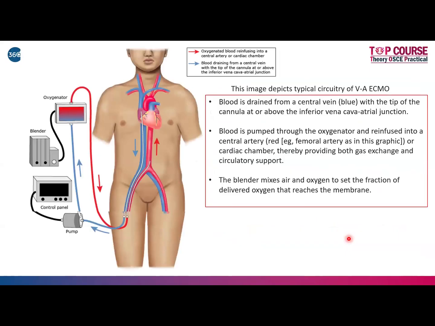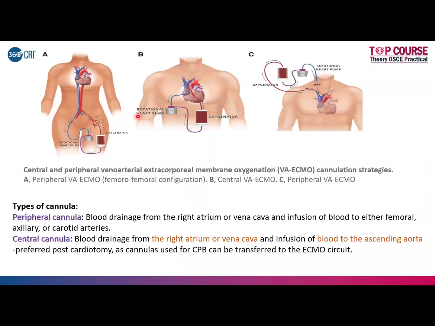which we'll be studying. So this is the image that depicts the circuitry of the VA ECMO, where the blood is drained from the venous side, and then it passes through an oxygenator and a blender, and then the oxygenated blood is carried and pumped back into a major artery. The cannula can be of two types.